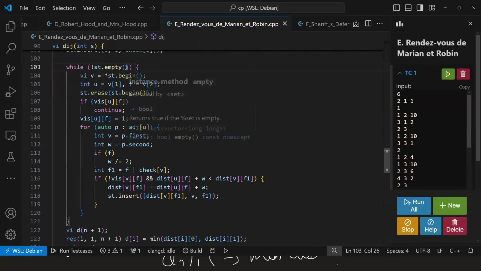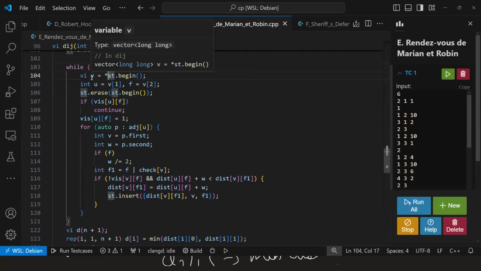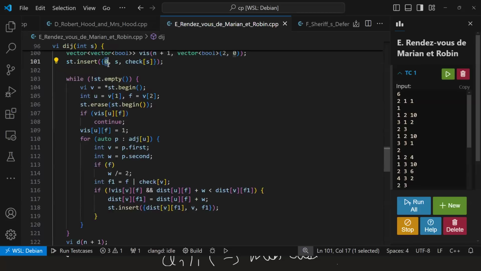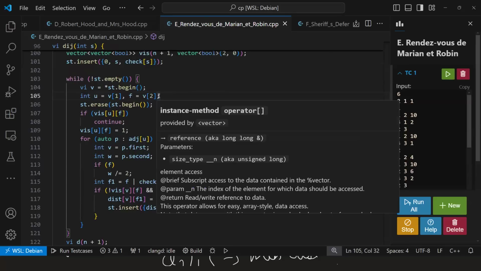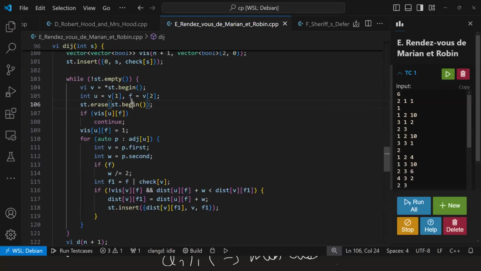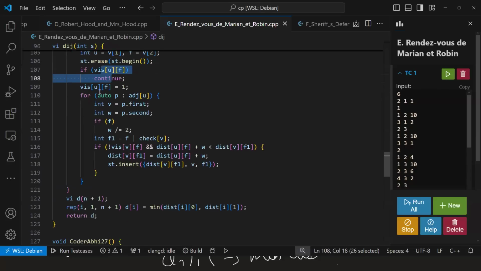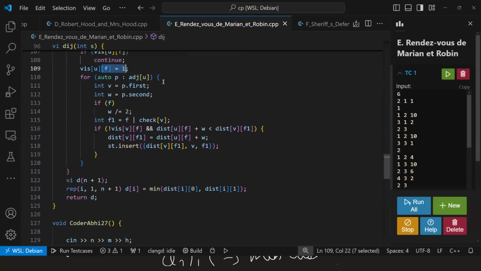Now while my priority queue is not empty, this is the top of my priority queue. Since I'm using a set, I'm using st.begin. U is V1, F is V2. So V0 stores the weight, V1 stores the vertex, V2 stores F, basically whether you have a horse or not. F would be either 0 or 1 based on whether you are at a node where you have a horse or not. Now erasing this is basically popping, and if it is visited, continue. Then visited equal to 1, basic Dijkstra code.